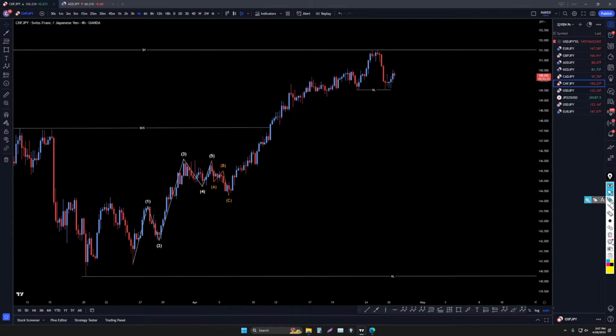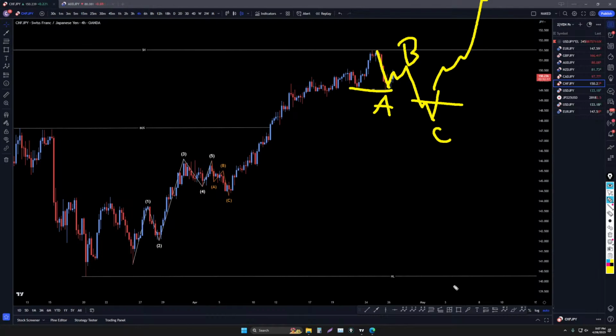On the 4 hour time frame, we don't really have a break of structure down yet, but this is definitely impulsive. This is probably going to be corrective, and it probably is going to be followed by another impulsive move. Probably an ABC correction. Probably go up, break structure, and just keep on trending up from there.